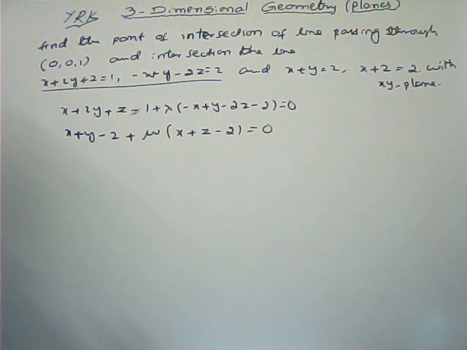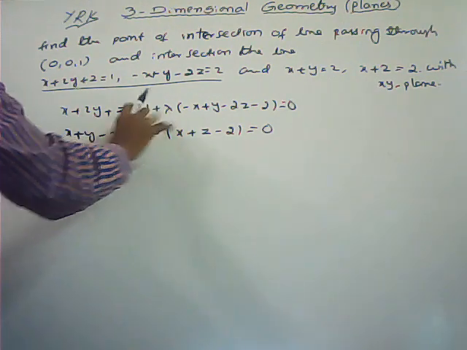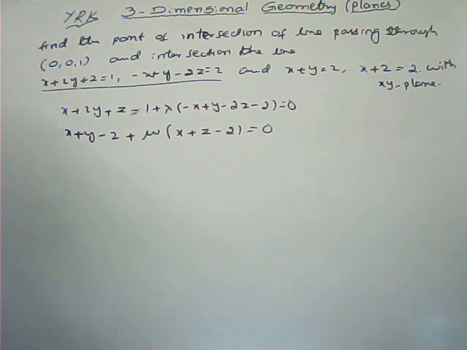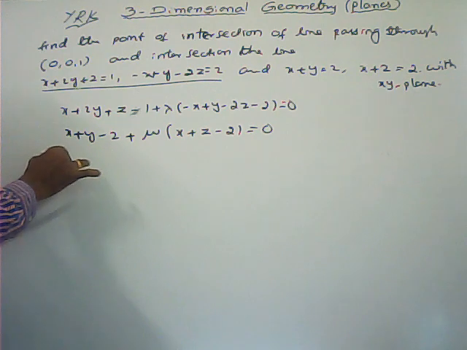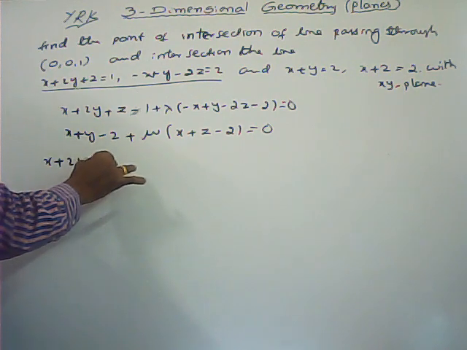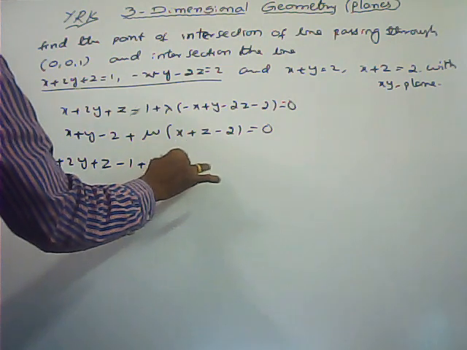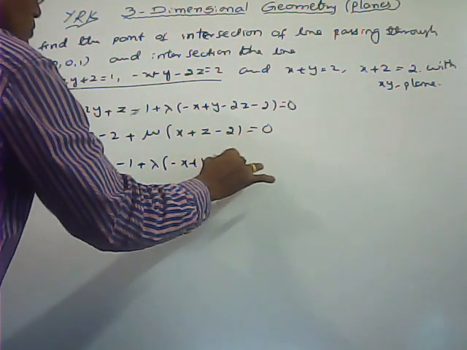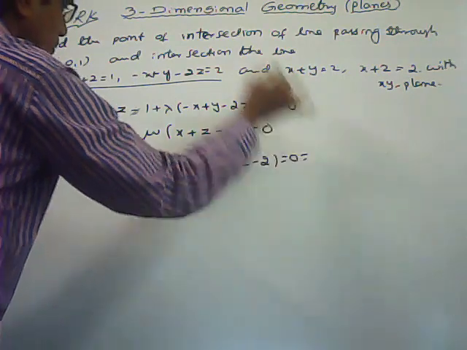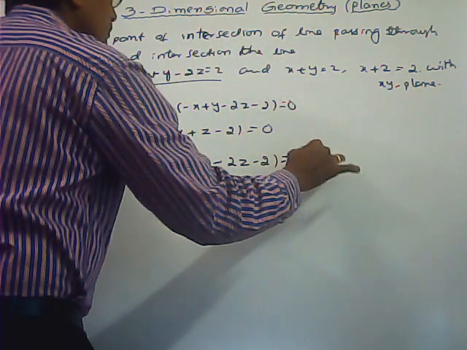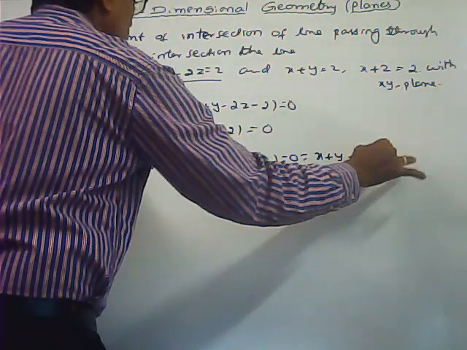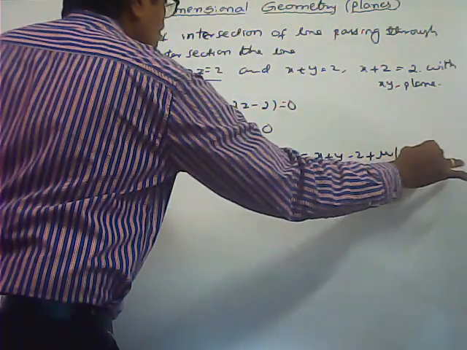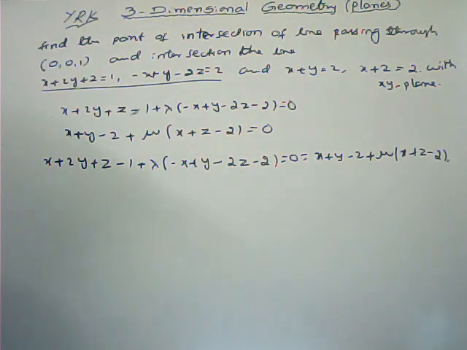Now the equation of the line. What is the equation of the line? If two planes are given, we can get the equation of the line also by equating these two planes only. x plus 2y plus z minus 1 plus lambda into (minus x plus y minus 2z minus 2) is equal to x plus y minus 2 plus mu into (x plus z minus 2). This is the equation of the line. So we have to find the point of intersection only.